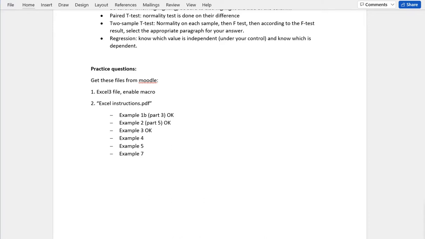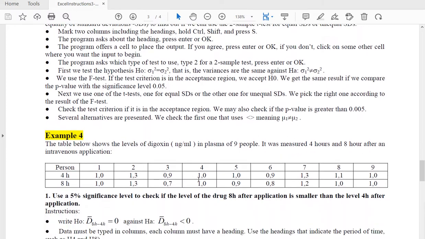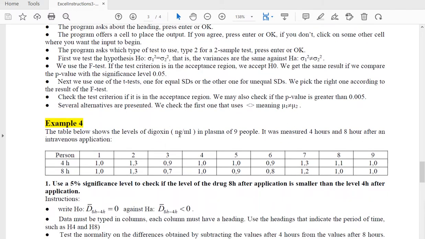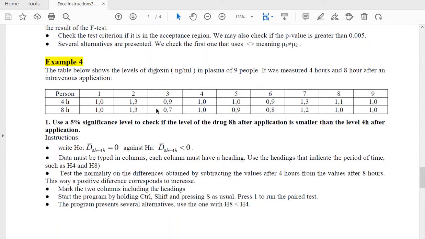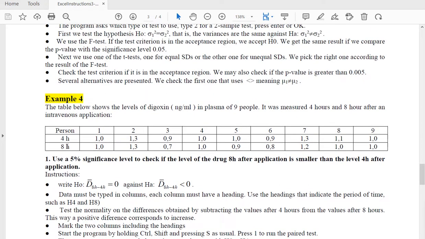Alrighty, right on to the next example. We're going for example 4. The table below shows levels of digoxin in plasma of 9 people. The level of the drug in 9 people was measured 4 hours and 8 hours after an IV application. So already you've got 4 hours after and 8 hours after, and it's a single sample of people. Massive hint. Now they're telling us to use a 5% significance level to check if the level of the drug 8 hours after application is smaller than the level 4 hours after application.